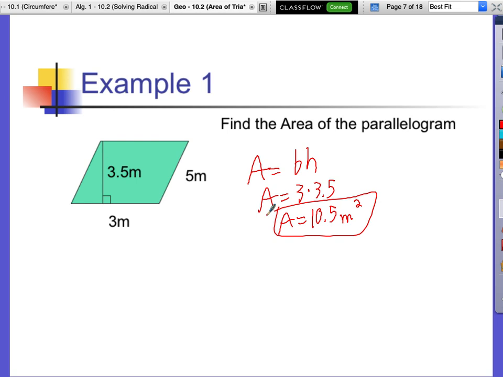What does fire have to do with anything? It's just there to throw you off. It's a red herring.